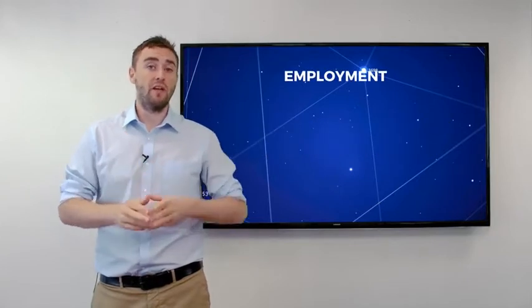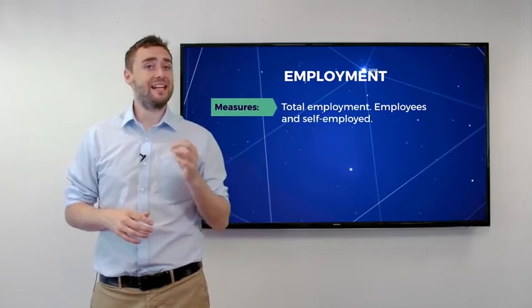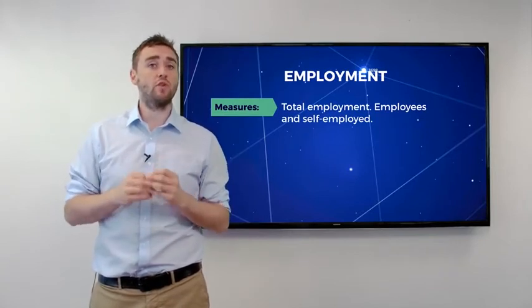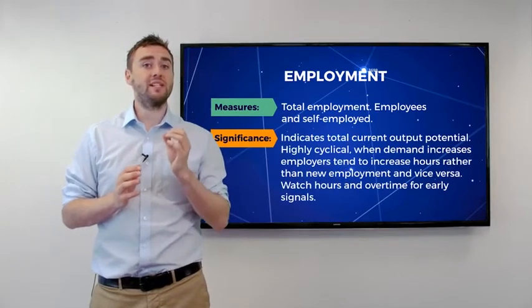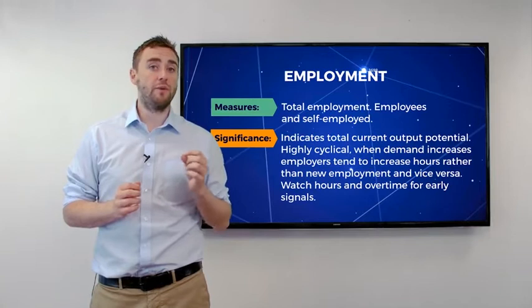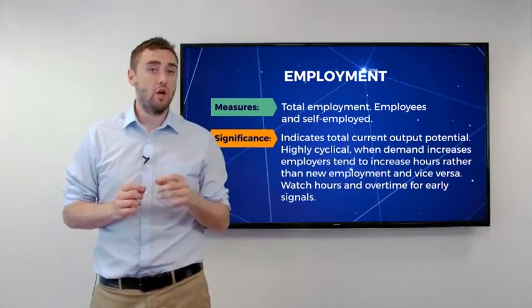First of all, we've got employment. This measures total employment, employees and the self-employed. This is significant because it indicates total current output potential. It's highly cyclical, so when demand increases, employers tend to increase hours rather than new employment, and vice versa. Watch hours and overtime for early signals.